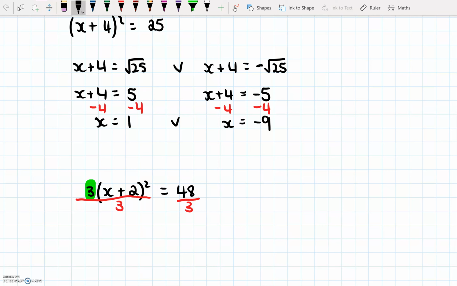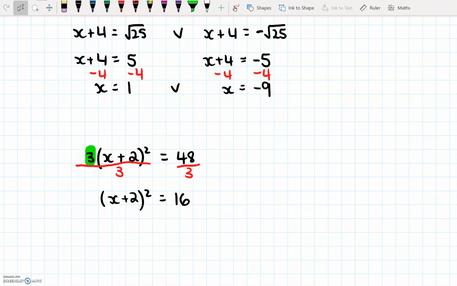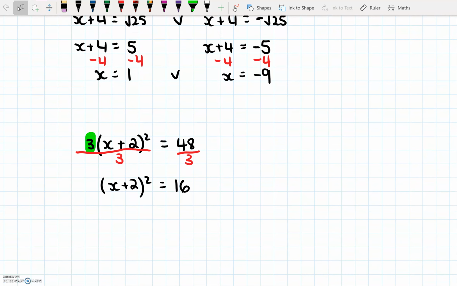Okay, so then we have x plus 2 squared is equal to 48 divided by 3, which is 16. Okay, now we can take the square root because we have something squared equals something. So firstly, you just need to get it so that the term being squared is isolated. Okay, so now we have x plus 2 equals root 16, or x plus 2 equals negative root 16.